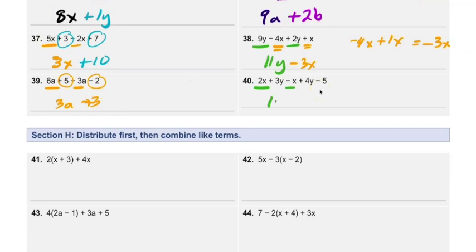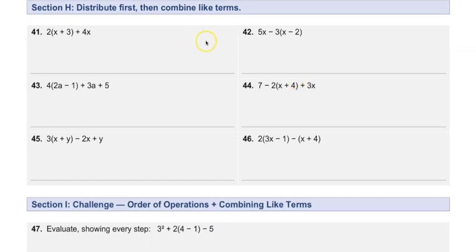That's going to be 1x. 2x minus 1. You don't have to write the 1 here, just write x. And then we're going to add 3y plus 4y is 7y. And then the negative 5 is all by itself, minus 5. Like that. Okay, and we're going to distribute and then add like terms.